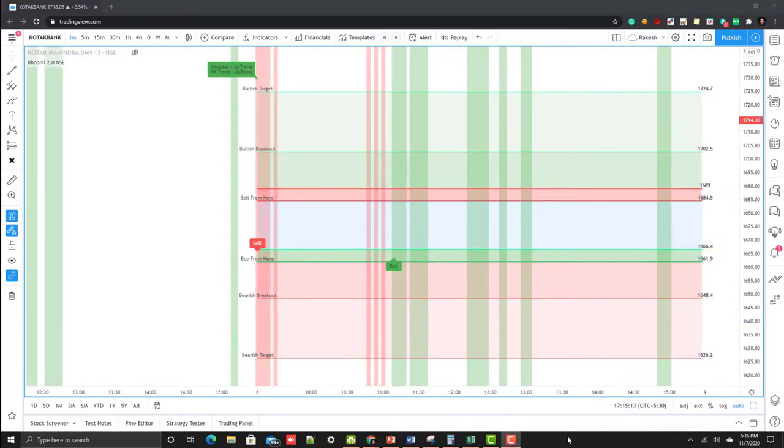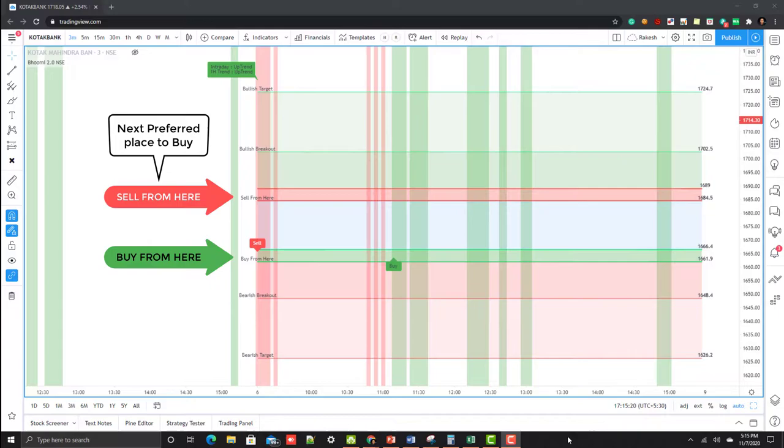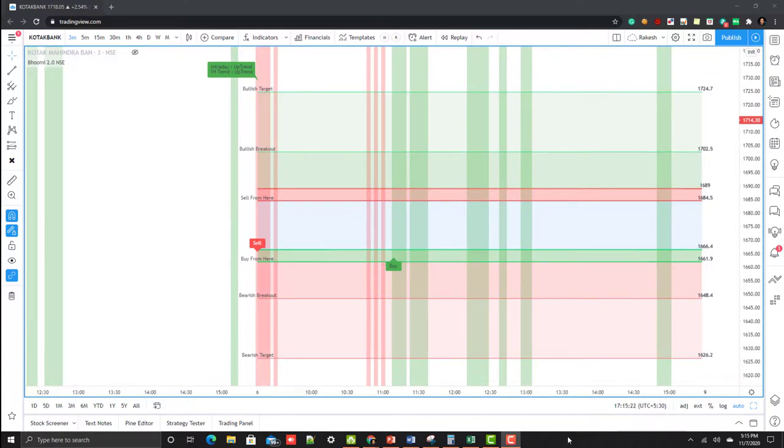We always try and enter a bullish trend at buy from here or at the breakout of sell from here. Similarly, if you are bearish, we'll always try and enter at sell from here or at the breakdown of buy from here.